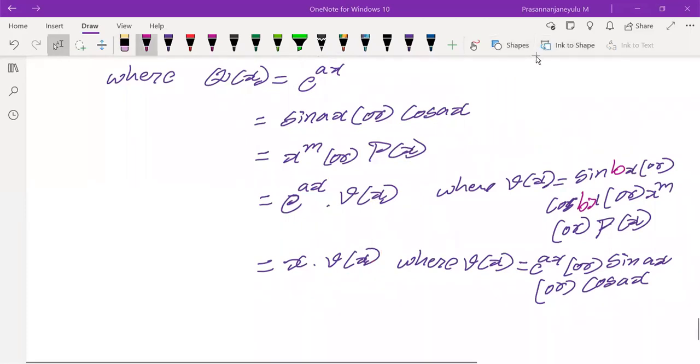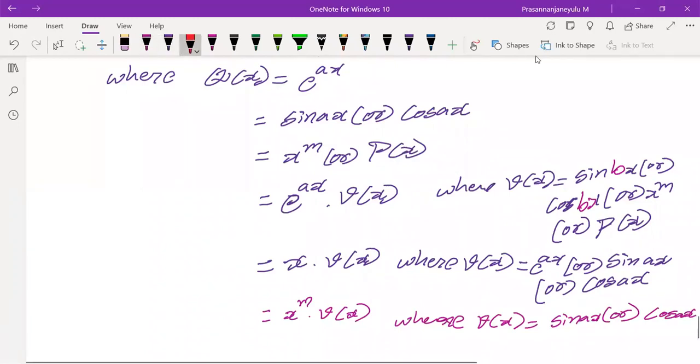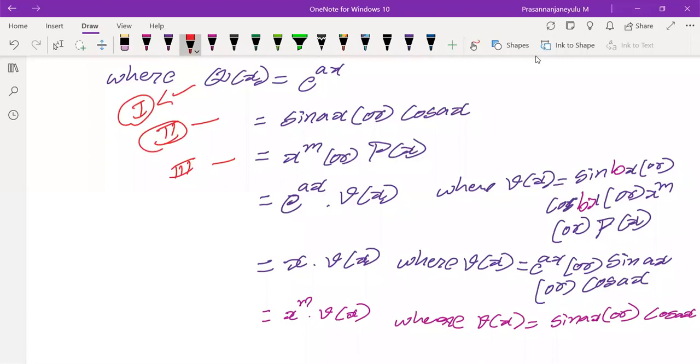And okay, I am giving the last one, the 6th one is x power m into v of x. Here also v of x may be the same, where v of x equals, here v of x must be sine ax or cos ax, only any one of these two. Then only is it our 6th type. So what are the types? Type, okay, I am writing with red color. This is type 1. Tomorrow onwards we'll discuss type 2, type 3, type 4 and type 5.